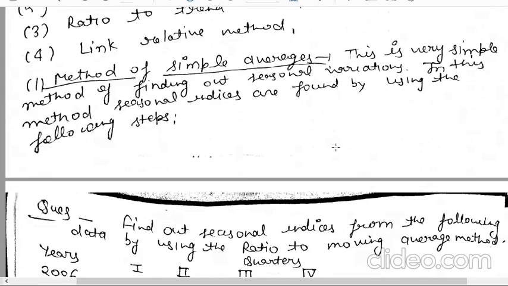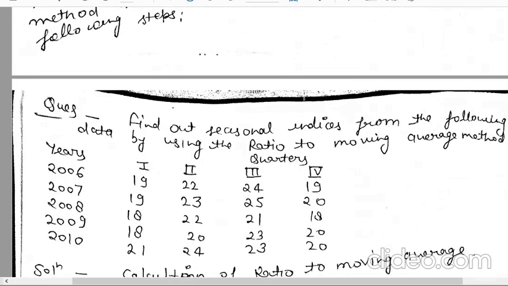So just prepare. First, the method of simple averages. This is a very simple method to find out seasonal variations. In this method, seasonal indices are found by using the following steps. There is an example here. You will understand better by this example.